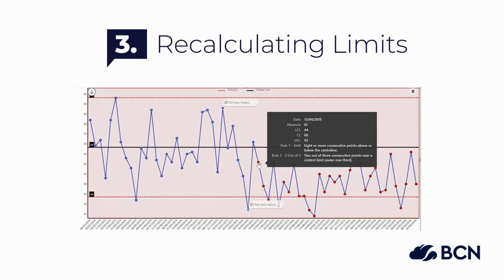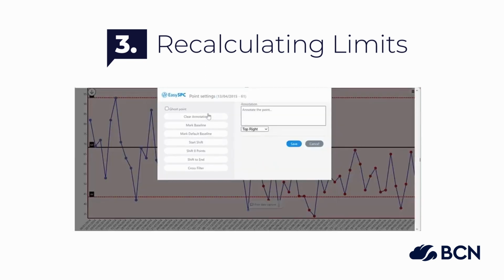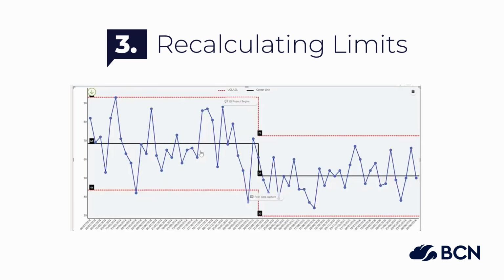What we would do in this case is recalculate the limits. If you click on this data point, you'll see options to recalculate. So we've got start shift, and this allows you to specify when you want to start the shift and when you want to end the shift, but we're going to use this option here, shift 8 points.